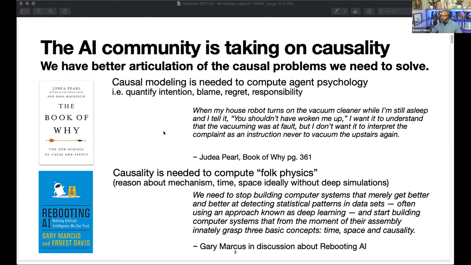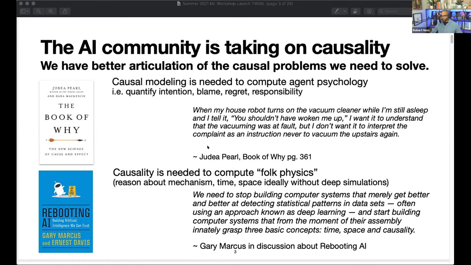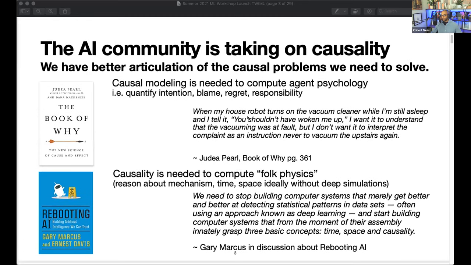Judea Pearl's Book of Why has a quote: "When my house robot turns on the vacuum cleaner while I'm asleep and I tell it, should have woken me up, I wanted it to understand the vacuuming wasn't at fault, but I don't want it to interpret the complaint as an instruction never to vacuum the upstairs again." So we want an agent that understands which of its actions not just was correlated with the human being upset, but was responsible for the human being upset. And you want the agent to understand the human's intention when saying they're upset, which is not to say, "I don't want you to vacuum," but rather, "I don't want you to vacuum when I'm asleep." This requires a causal model of the world.